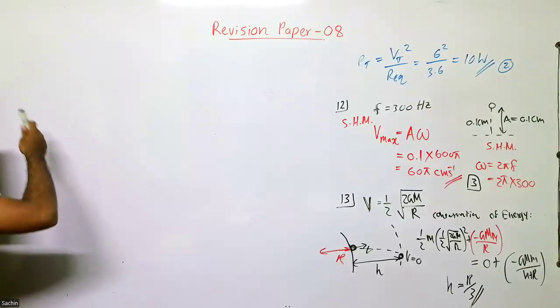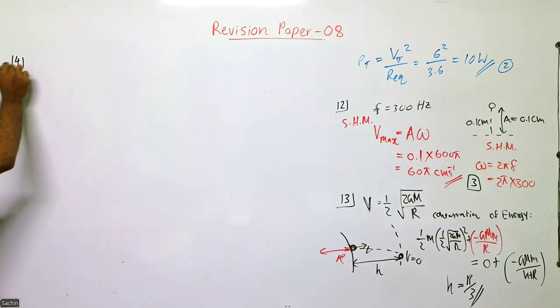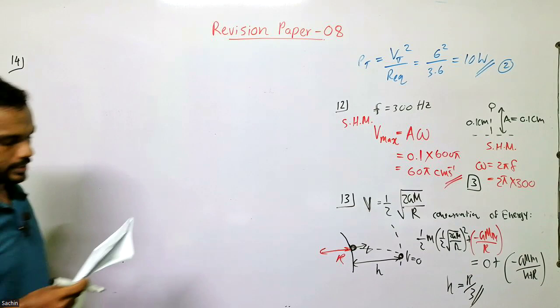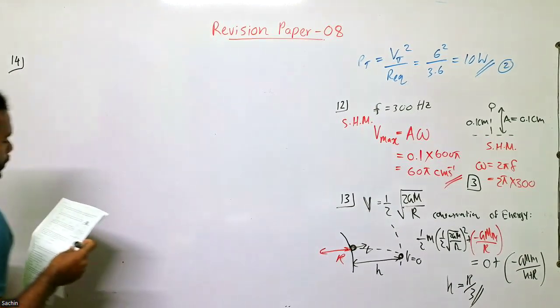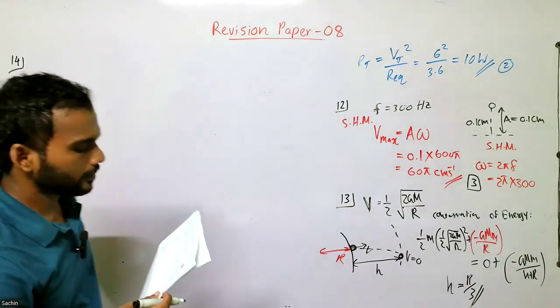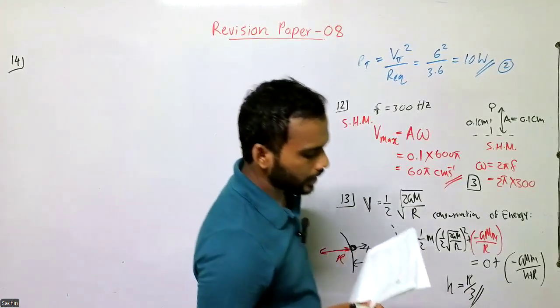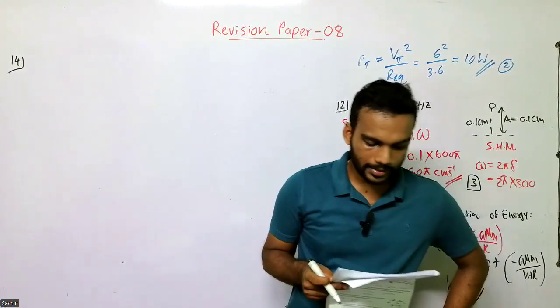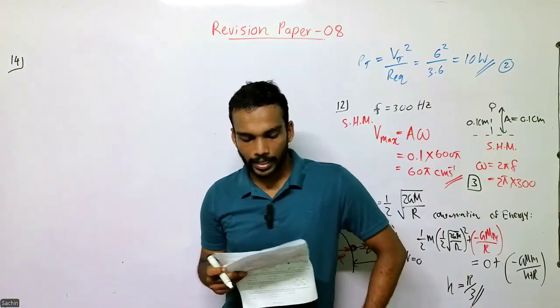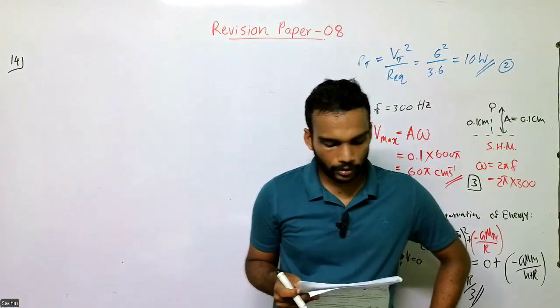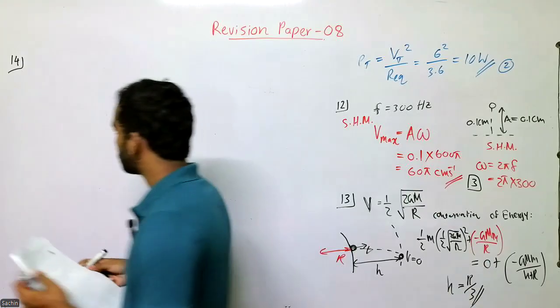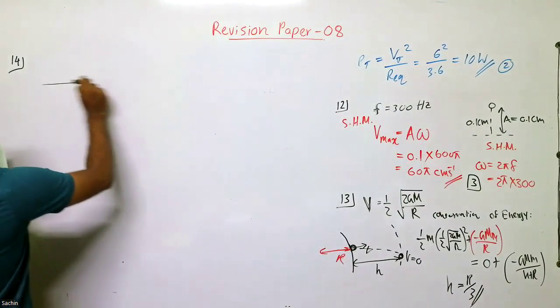I just wanted to give you the idea. 14th. So that is a very easy question. A bullet of mass small m hits a cube of mass capital M, which was free on a smooth surface and sinks into it. The final velocity of the bullet and the cube would be. Okay, so the final velocity.